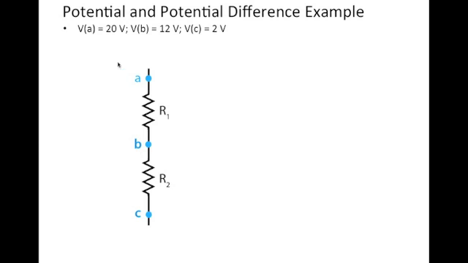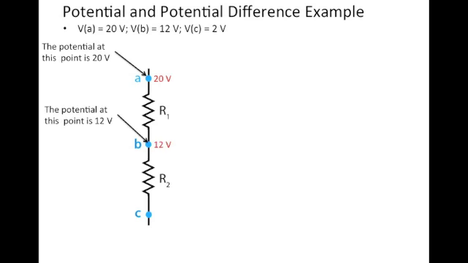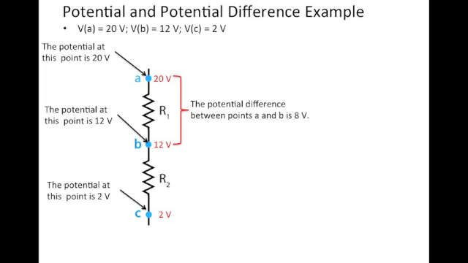So imagine we have a situation as follows. A couple of resistors, we have 3 points in between all the resistors, and we define the potential at A to be 20 volts, the potential at B to be 12 volts, and the potential at C to be 2 volts. Right? This implies that the potential difference between A and B is 8 volts, and the potential difference between B and C is 10 volts.